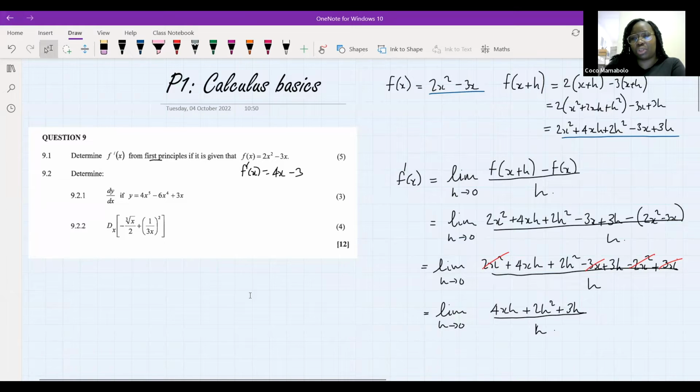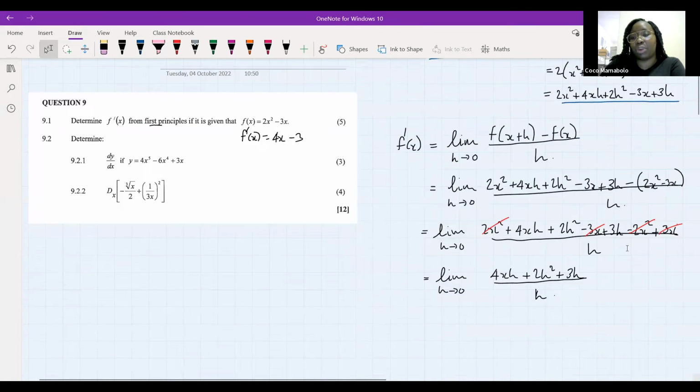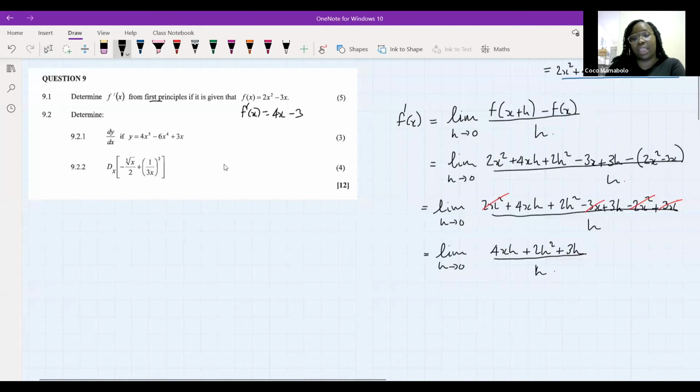Ma'am, doesn't it become 2x plus h all squared? Yes, Marilyn, I'm going to explain what I've done in just a second. I'll explain again. Okay, this is the limit as h approaches 0. I'm going to take h out as a highest common factor on the top. So I'm going to then have h out, and I'm going to have 4x plus 2h plus 3.